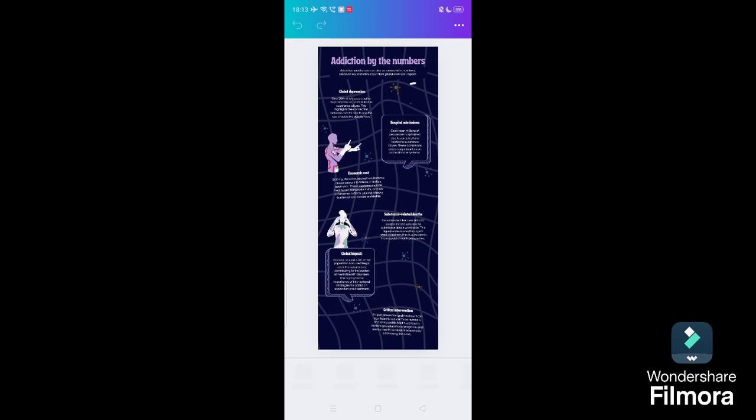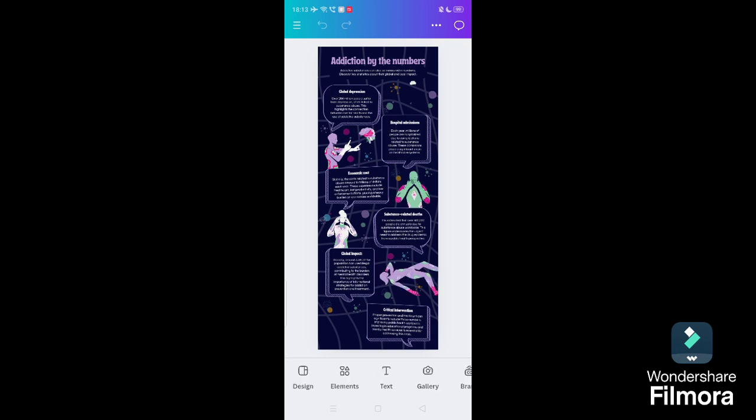As you can see here, addiction by the numbers. Addictive substances can also be measured in numbers, and this discovers the key statistics about their global and local impact. On global depression, over 264 million people suffer from depression, often linked to substance abuse. This highlights the connection between mental health and the use of addictive substances.